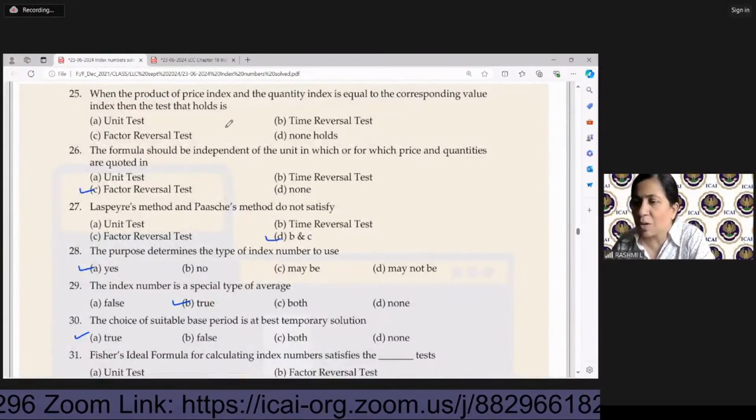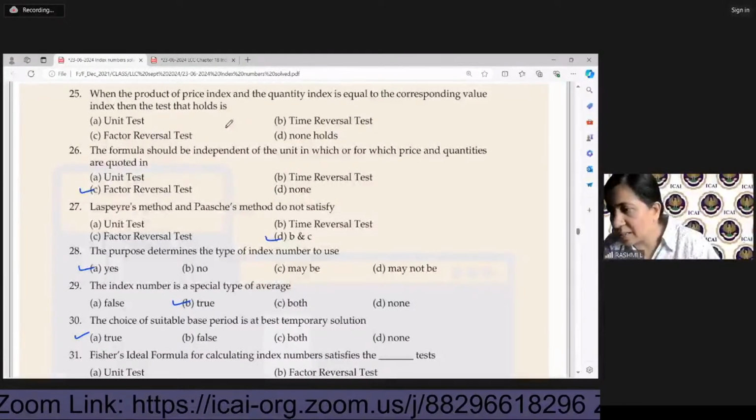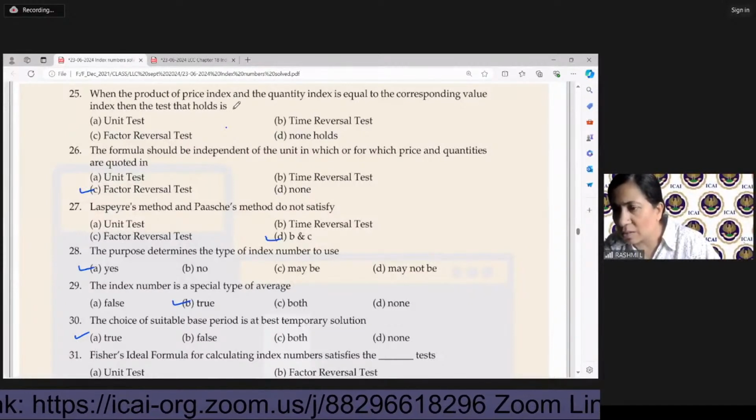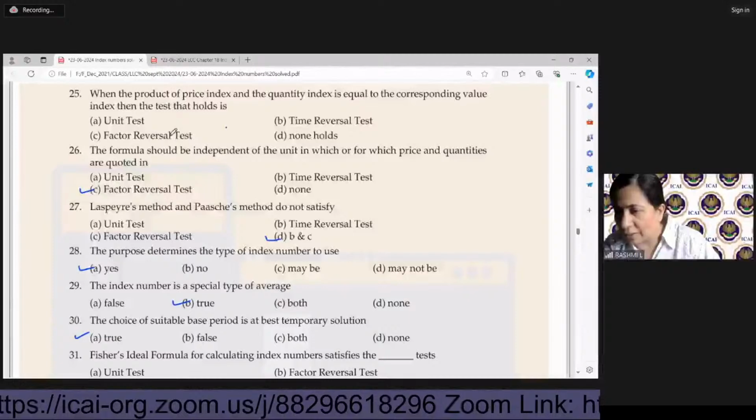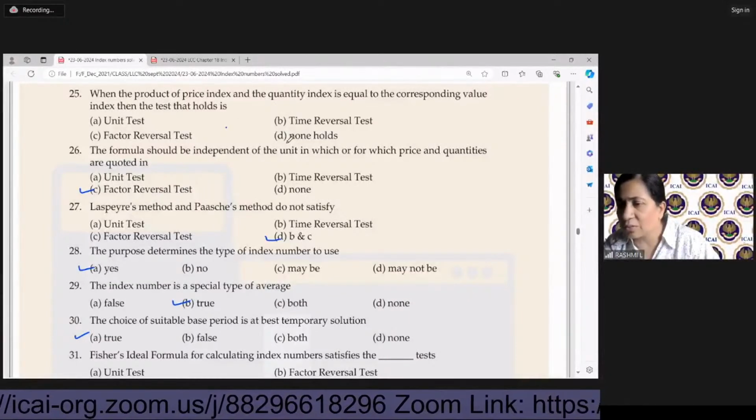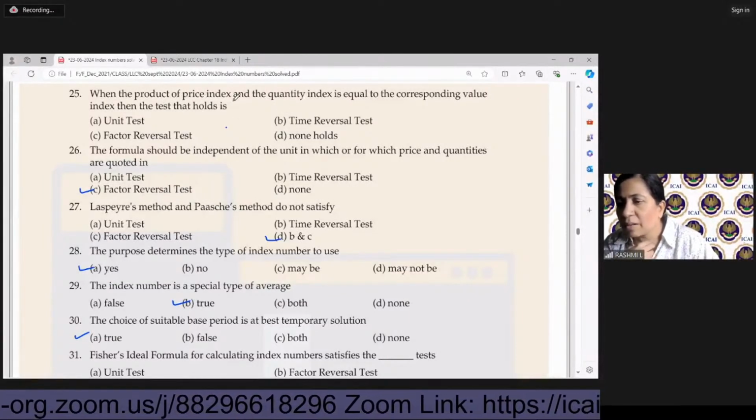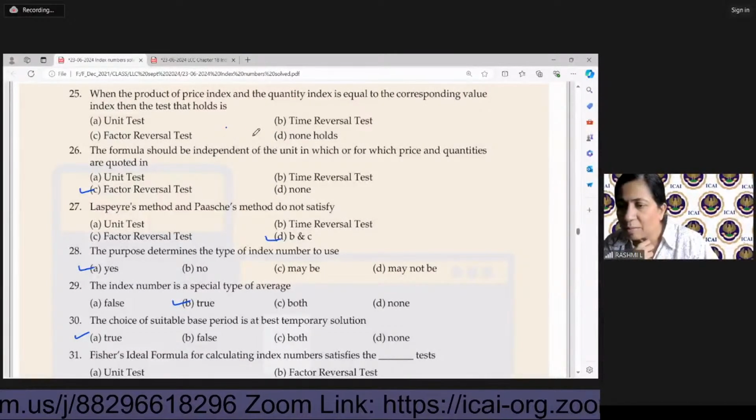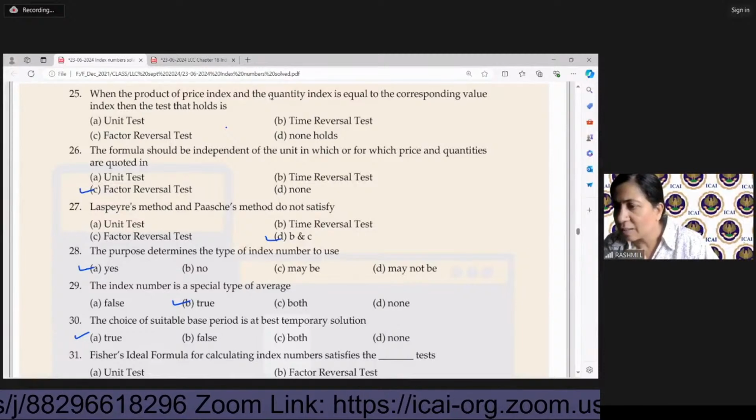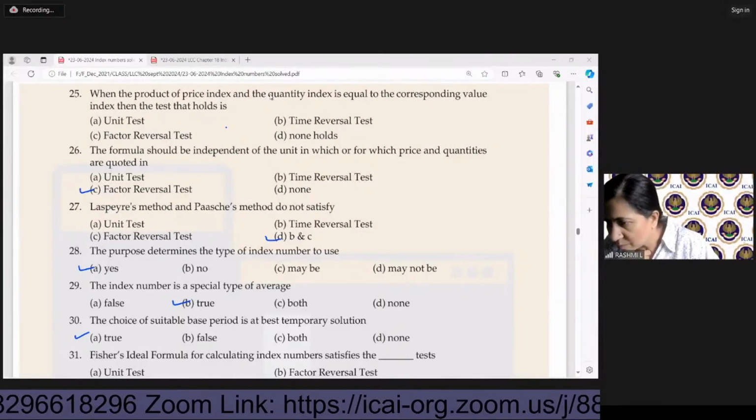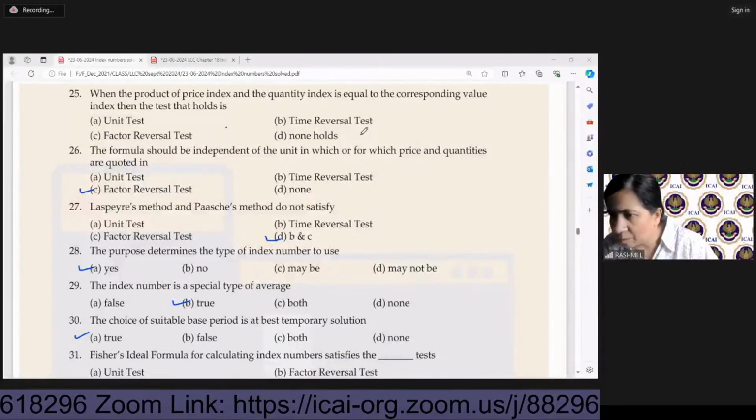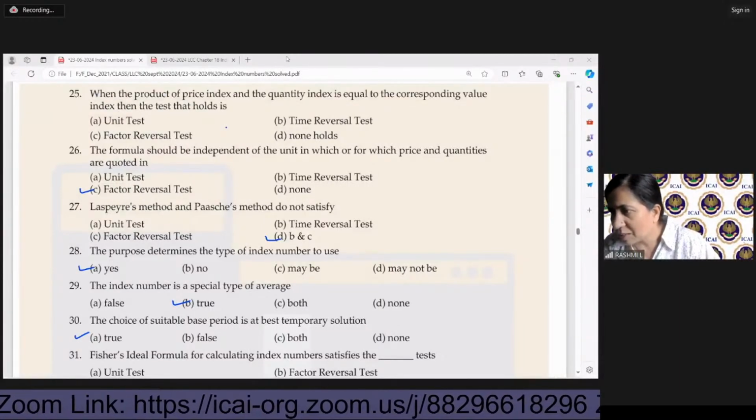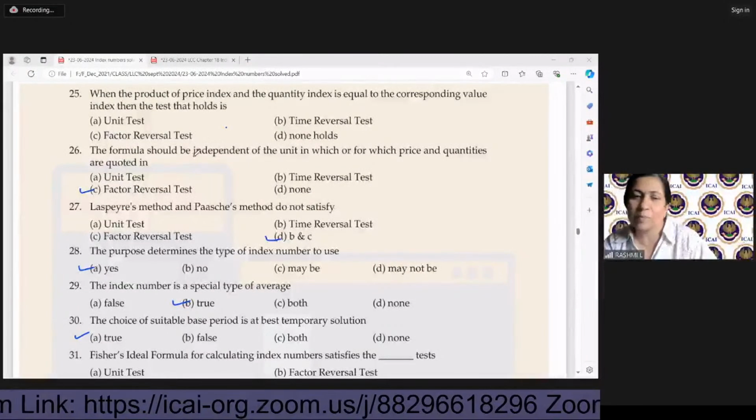When the product of price index and the quantity index is equal to the corresponding value index, then the test that holds is: unit test, factor reversal test, time reversal test, none of these. So when the product of price and quantity index is equal to the corresponding value, can anybody tell me what will be the answer? Factor reversal? Reshma is saying factor reversal. What about the others?